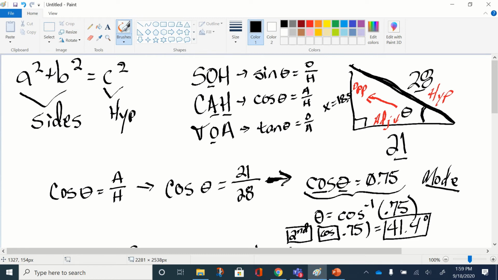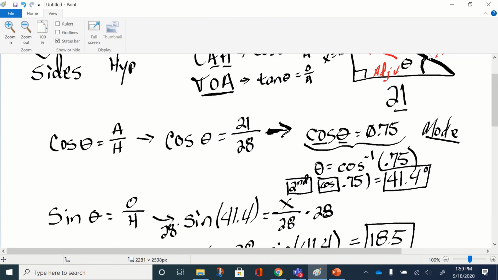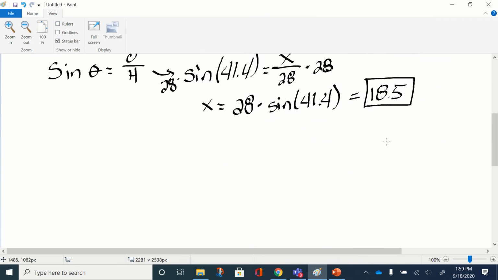We should get the exact same value if we had used tangent instead. But notice the tangent function does not contain the hypotenuse. So if you use tangent, you should not use the hypotenuse of 28. So I'm going to scroll down and we're going to work through that, right? Tangent is equal to opposite over adjacent. I've got tangent of theta is equal to opposite over adjacent.